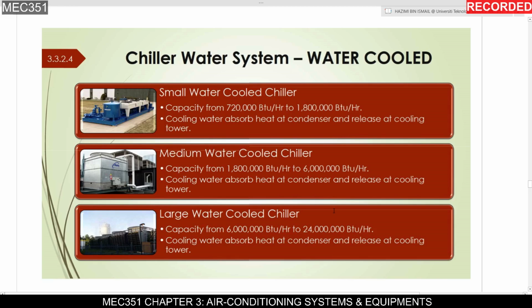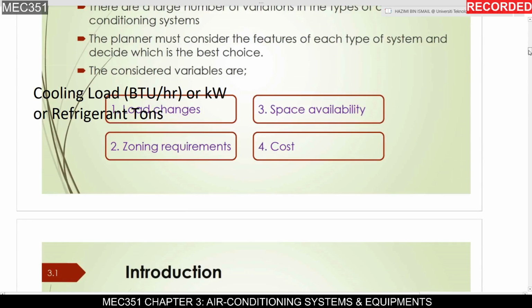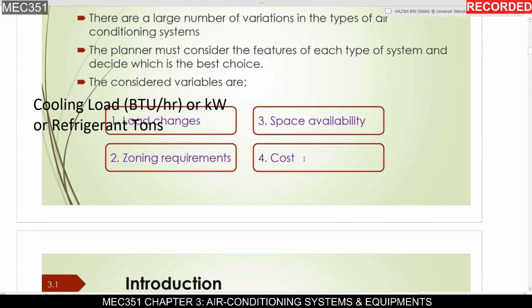Okay, so that's why you have to get the value of the cooling load first, and after that you decide which system is suitable for your design, based on the criteria that I have mentioned in the first slide here. Okay.